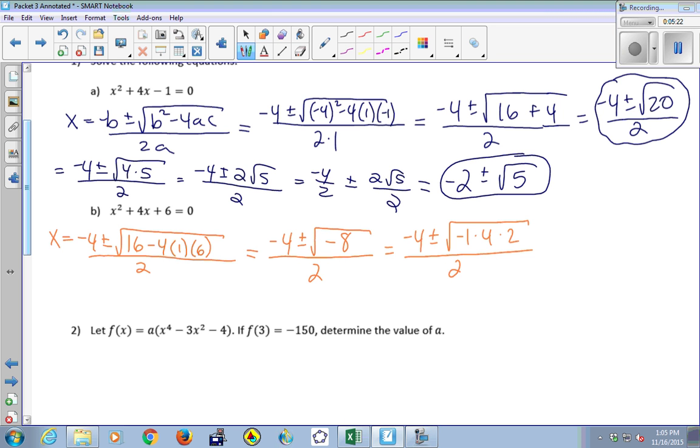So the first two things I chose because I can take the square root of them. The square root of -1 is i, the square root of 4 is 2, and then I have some leftover stuff. So then simplify by taking the square root of whatever you can. So this is -4 plus or minus 2i square root of 2 over 2. And then break it into two fractions, -4 over 2 plus or minus 2i root 2 over 2, and reduce. -4 over 2 is -2. Those cancel and you get i root 2.